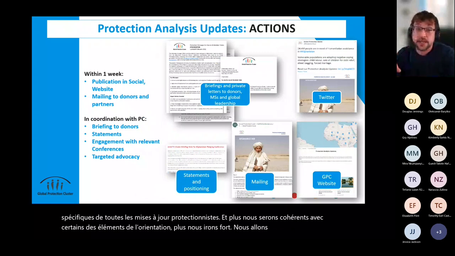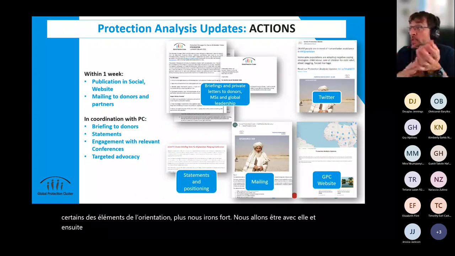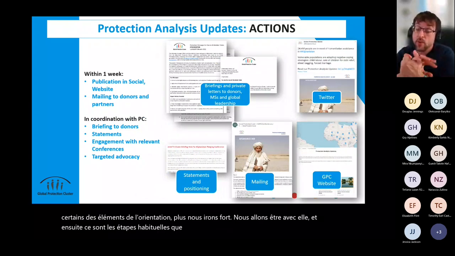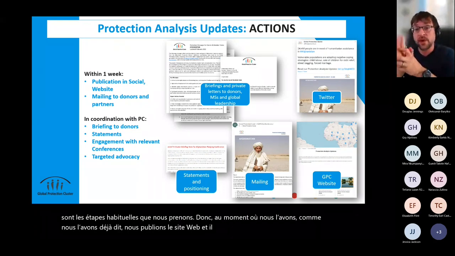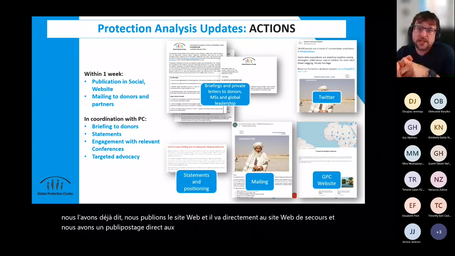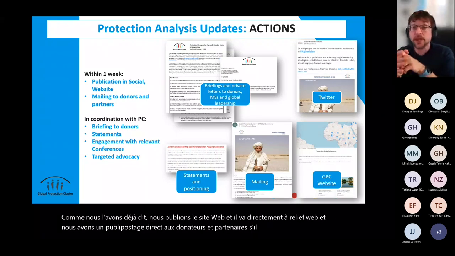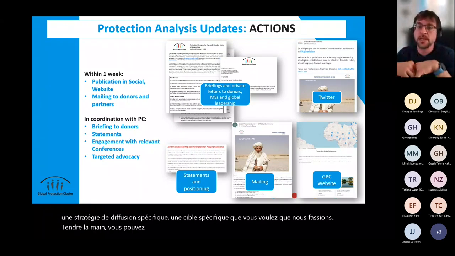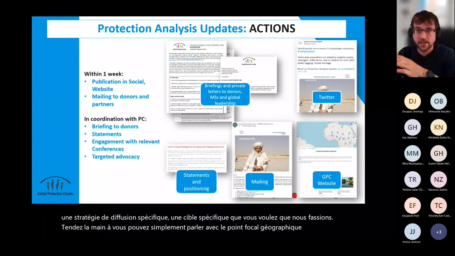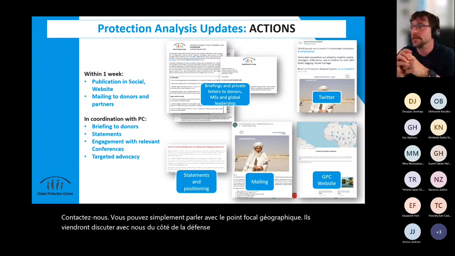And then these are the usual steps that we do. In the moment that we have it, as we said before, we publish on the website and it goes directly to ReliefWeb. And we have a direct mailing to donors and partners. If there is a specific dissemination strategy, a specific target you want us to reach out to, you can just speak with the geographical focal point. They will come discuss with us on the advocacy side, and then we can do a targeted exercise.